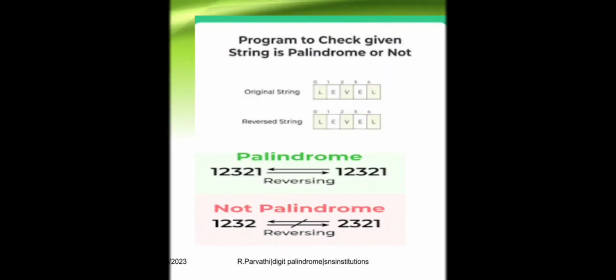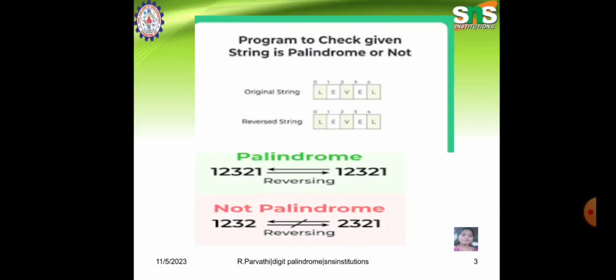What is a palindrome string? A string is called a palindrome string if the reverse of that string is the same as the original string. For example, level. We give the original string as level. The reversed string is equal to the original string, which means it is called a string palindrome. Then what is a digit palindrome? The reversed digit is equal to the original digit, which means it is a digit palindrome.